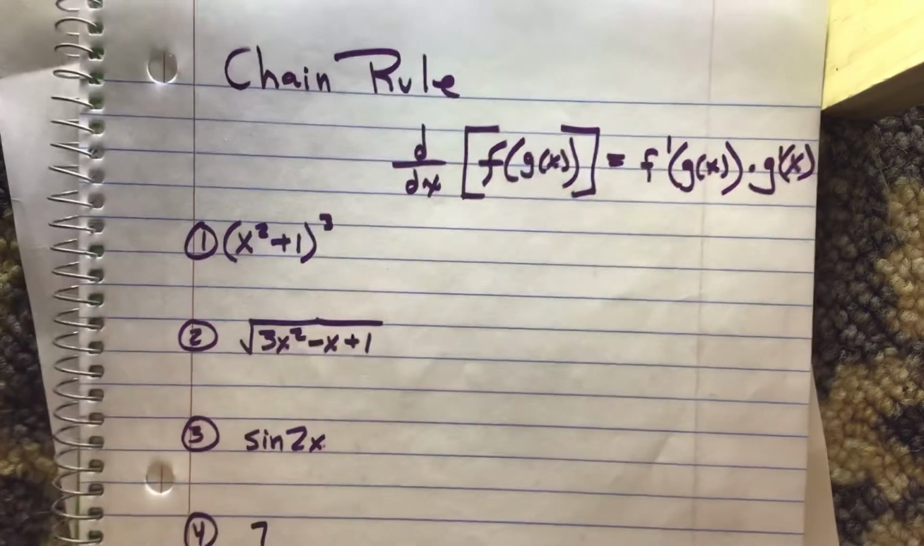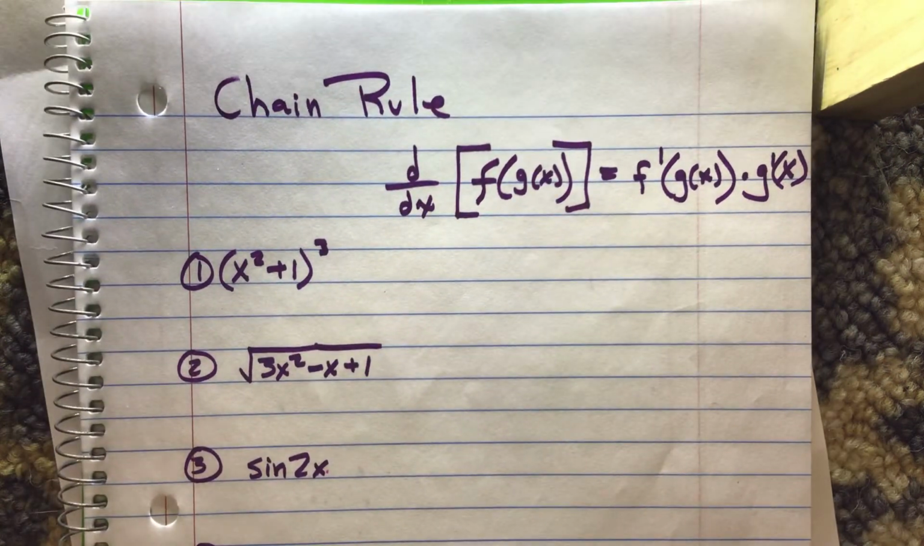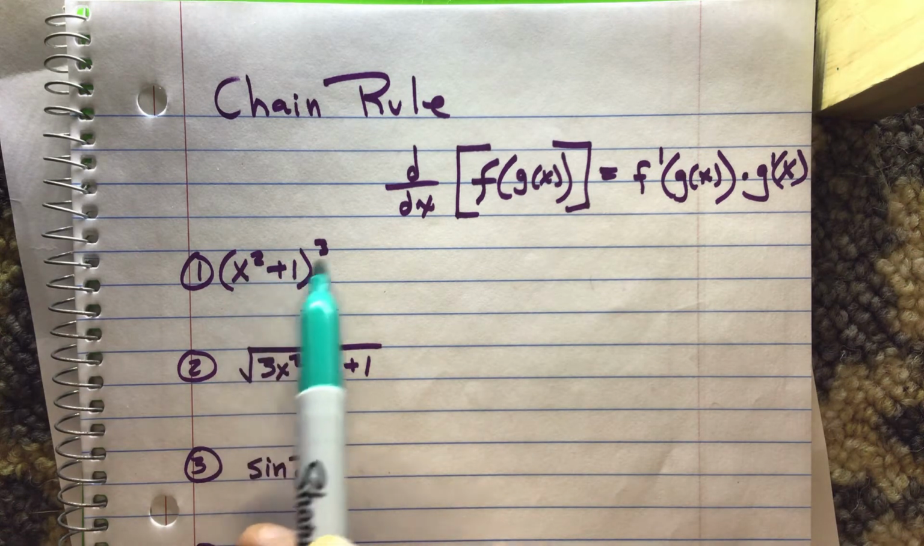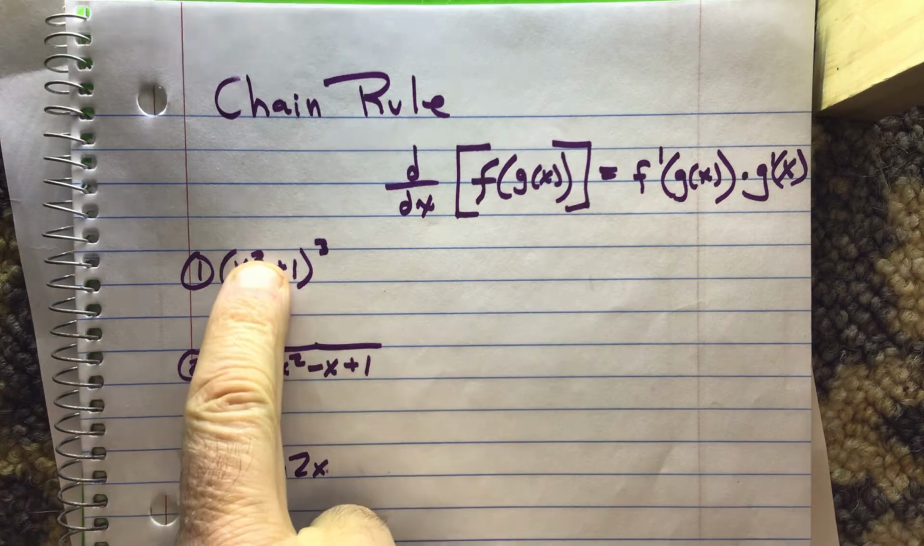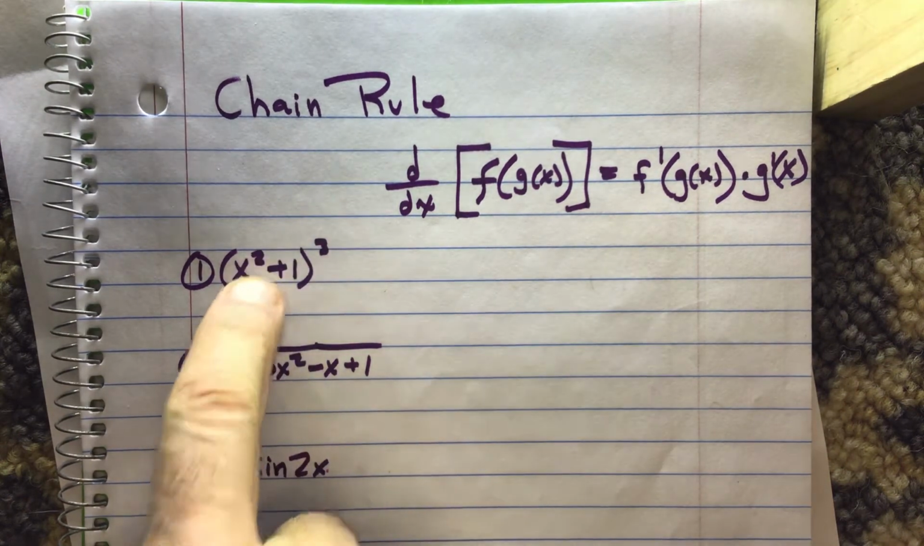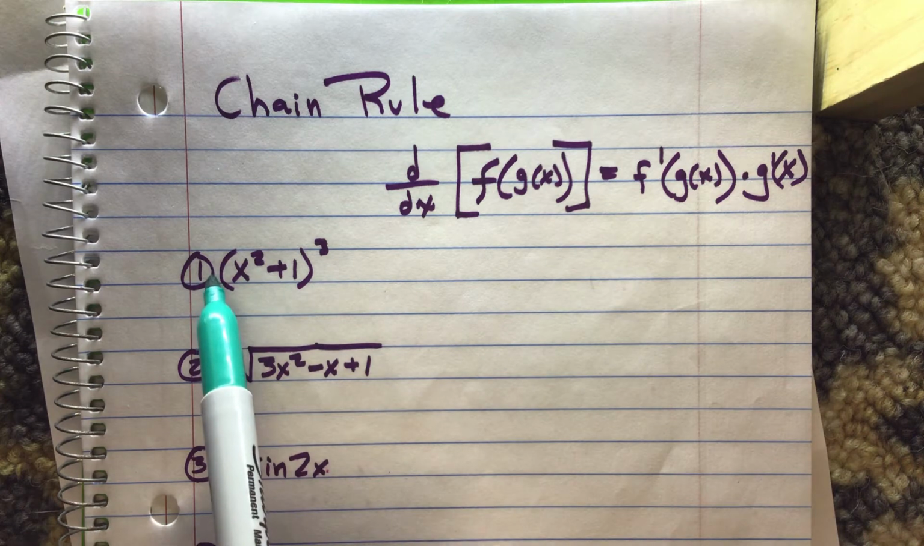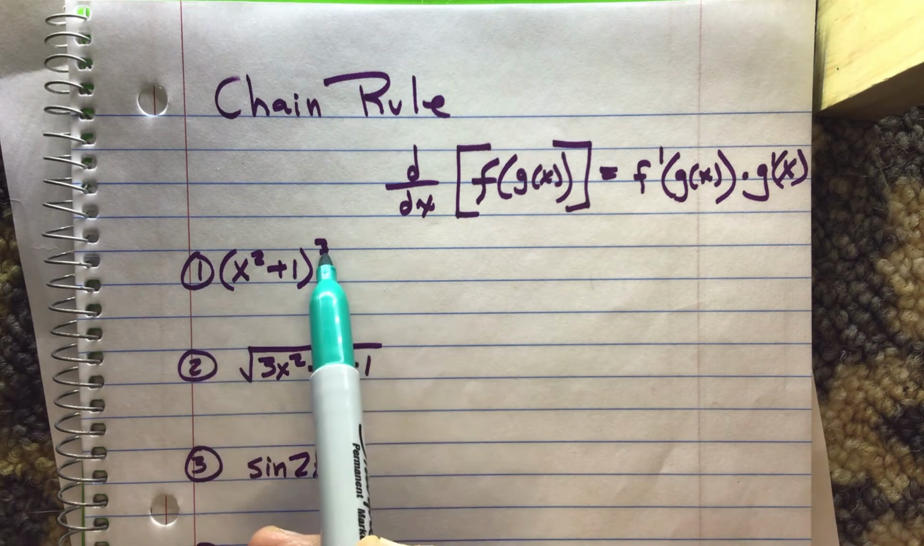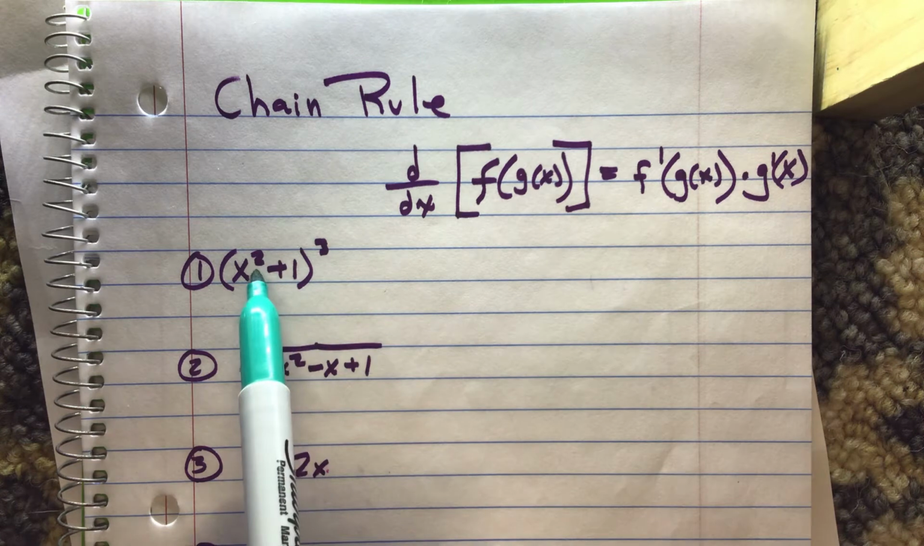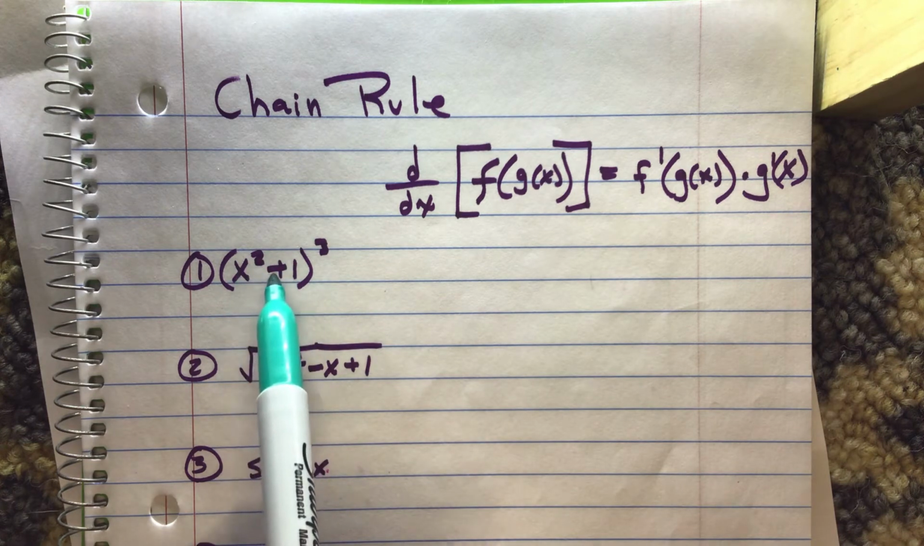I have 6 examples set up for you. So I'll start with this one. Right here we see this is a function that's being cubed. So you think of it as sort of like x cubed. You would follow the same rule of multiplying times the exponent and then subtracting 1. But then you have this function, x squared plus 1, that's within the function.